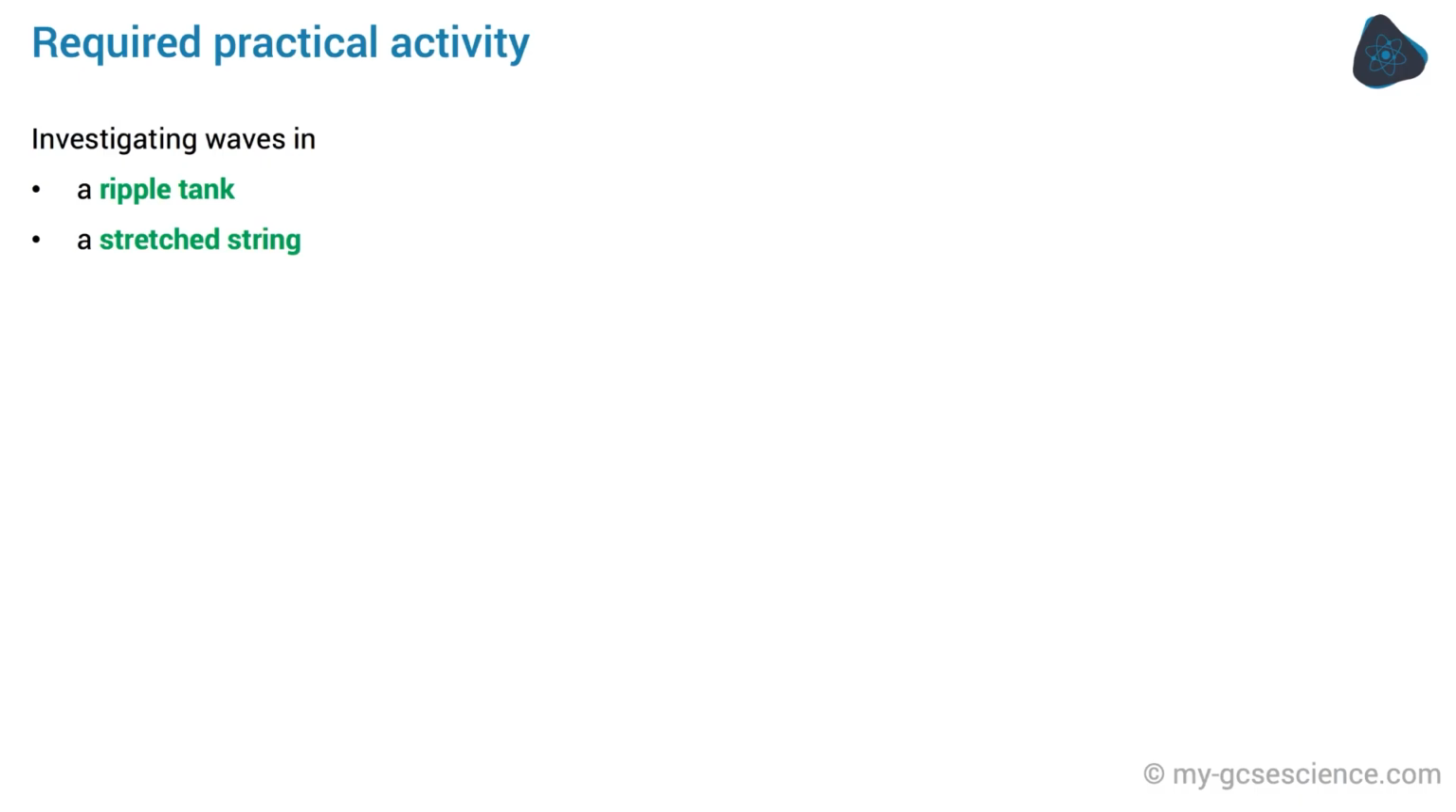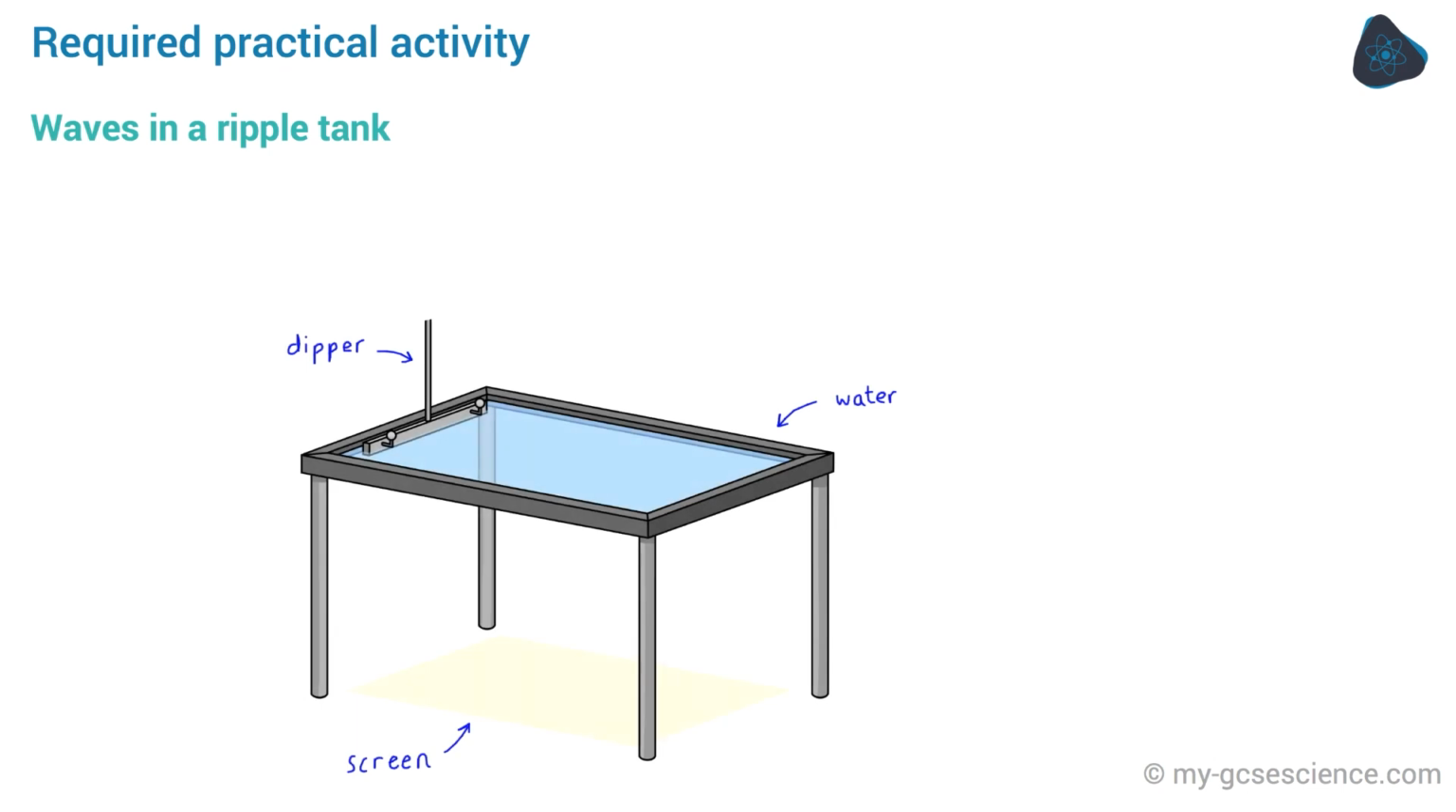The required practical for this part of the course involves investigating the properties of the waves in a ripple tank and those in a stretched string. Let's look through each of these in turn. You may have already seen a ripple tank which looks something like this, but if not, don't worry, there isn't that much to them. The tank itself contains a small amount of water.